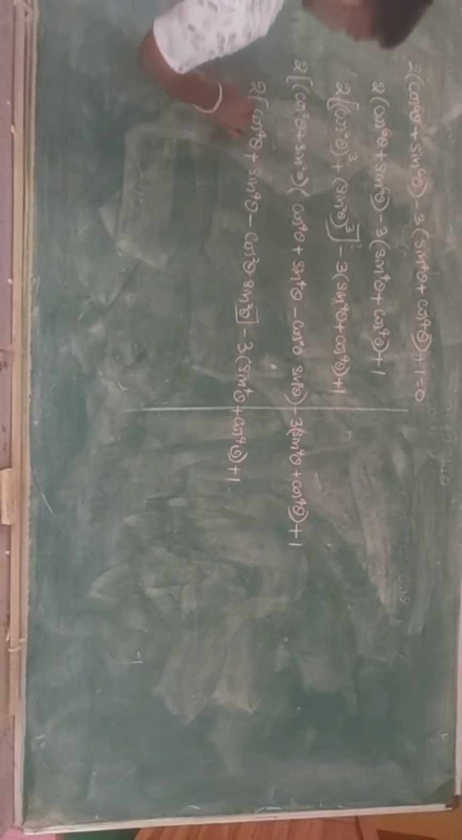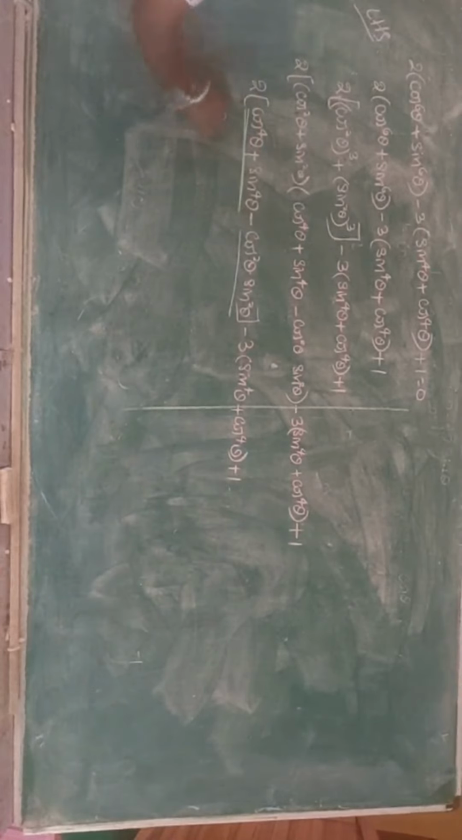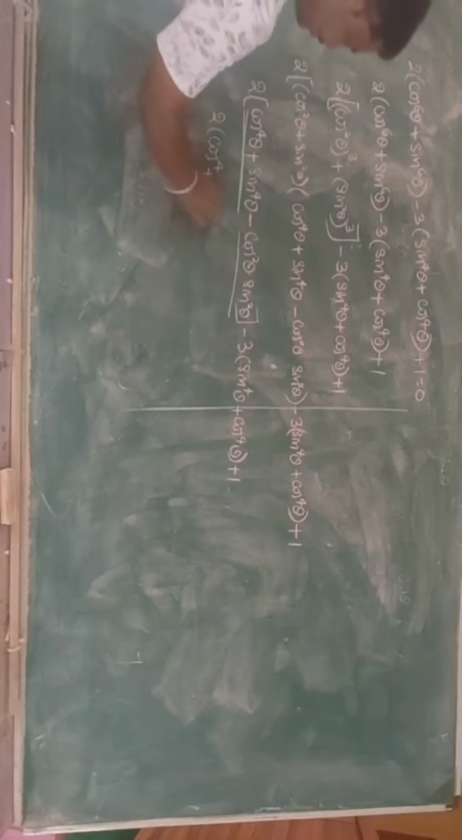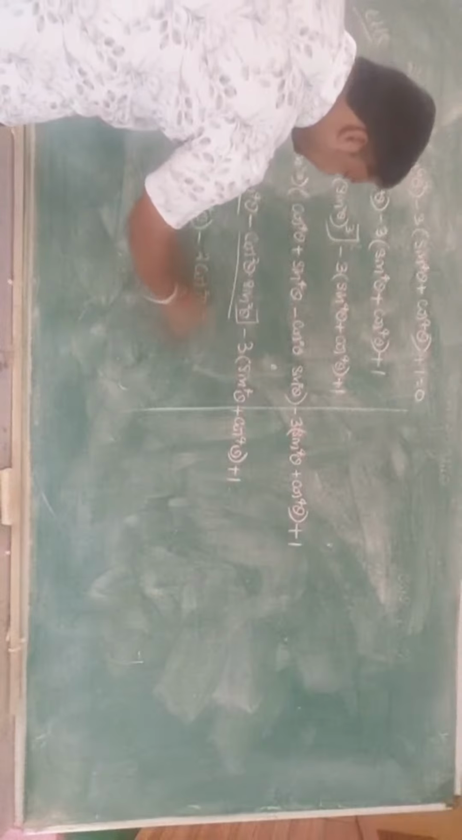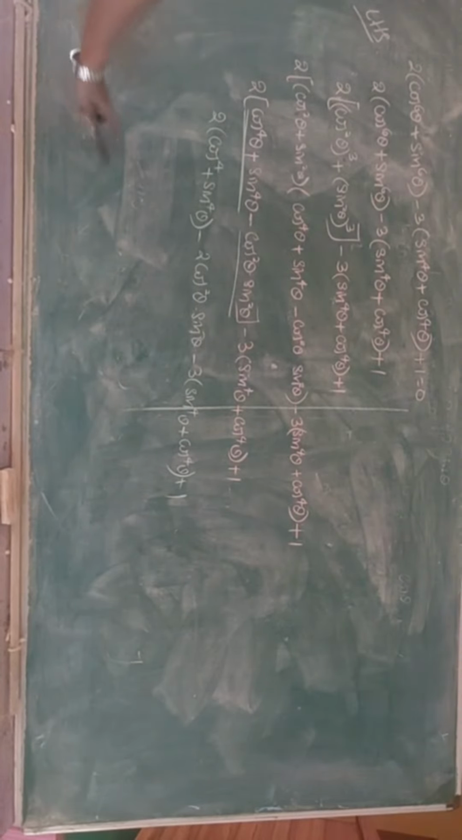I will take cos to the power 4 theta plus sin to the power 4 theta as one term and cos square theta into sin square theta as another term. I mean that I am multiplying this 2 to this term and this term. Now it will be 2 cos to the power 4 theta plus sin to the power 4 theta minus 2 cos square theta into sin square theta minus here 3 sin to the power 4 theta plus cos to the power 4 theta plus 1, bracket complete, plus 1. Am I right? So any doubts here?